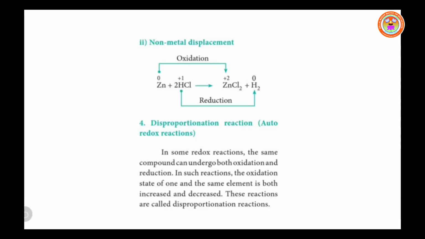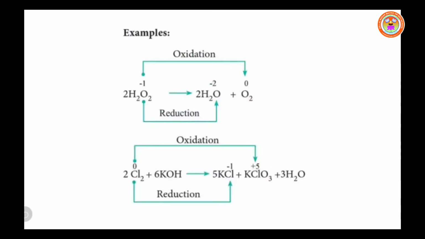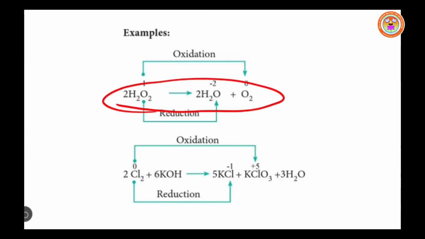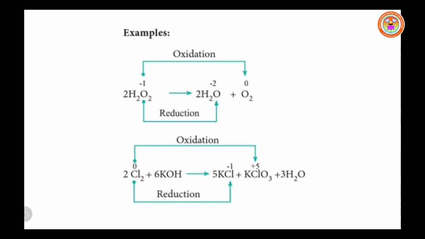Understand, children? Now we can see the examples. Let us consider the decomposition of hydrogen peroxide. The formula of hydrogen peroxide is H2O2. When it undergoes decomposition, it will be decomposed into water, H2O, and oxygen gas. So the balanced equation for the decomposition of H2O2 is 2H2O2 gives 2H2O plus O2. This reaction is an example of what? Disproportionation reaction. Here we can see how the oxidation state of one and the same element is both increased and decreased.